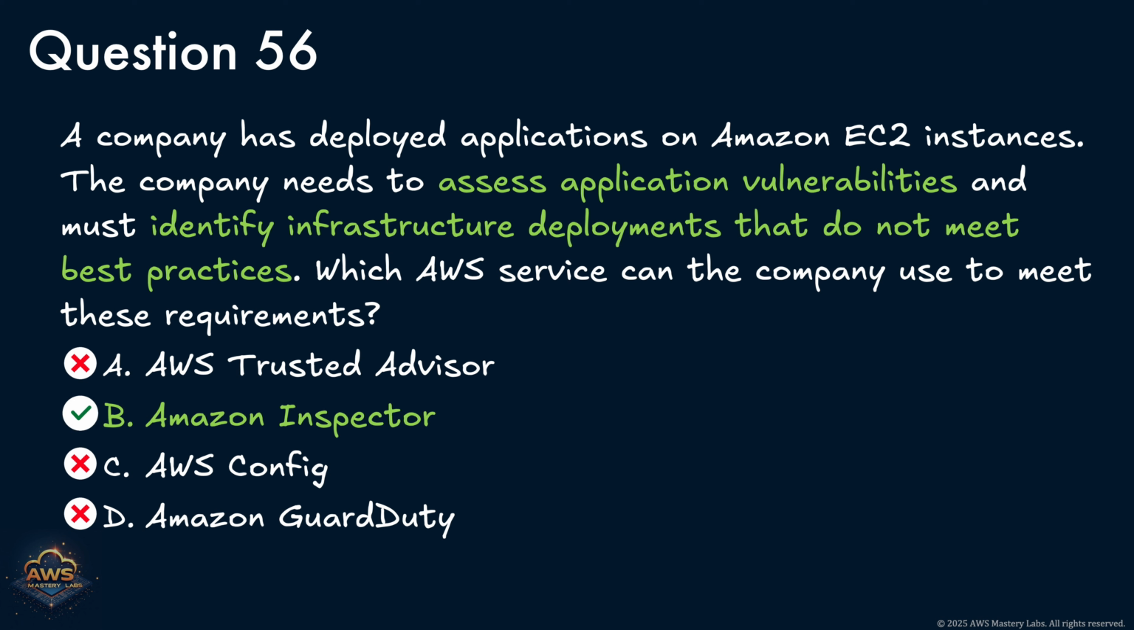Option B, Amazon Inspector. Amazon Inspector is specifically designed to automatically assess applications running on EC2 instances and container workloads for vulnerabilities and unintended network exposure. It performs automated, continuous scanning and integrates with EC2 to discover software packages and evaluate them against known CVE lists. Inspector also checks against security best practices, such as open ports, root login enabled, and more.